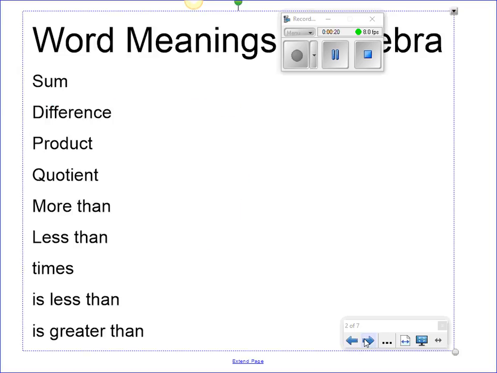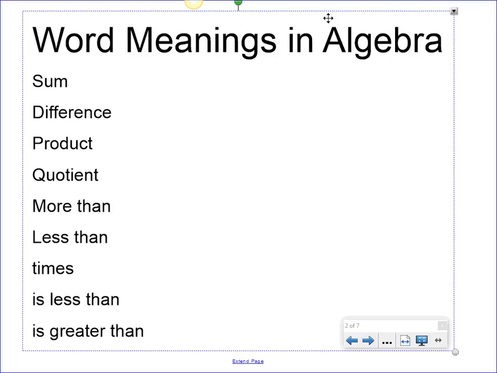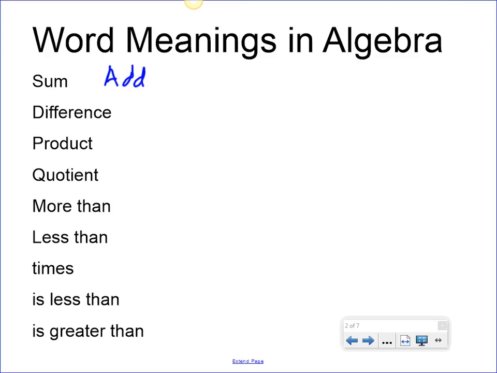So the first thing we need to remember is some of the word meanings that we have when we're working in algebra. I know we've gone through many of these before, but I just want to remind us of them and get them in our notes again. So when we heard the word sum, hopefully we remember that that means to add. If we see the word difference, that means to subtract. If we see the word product, hopefully remember that that means to multiply.